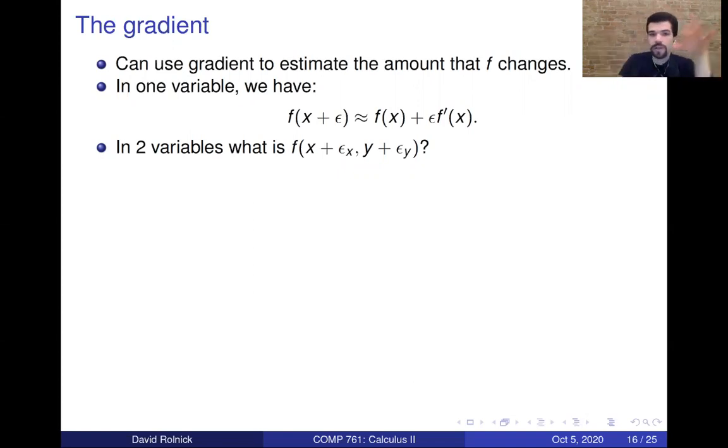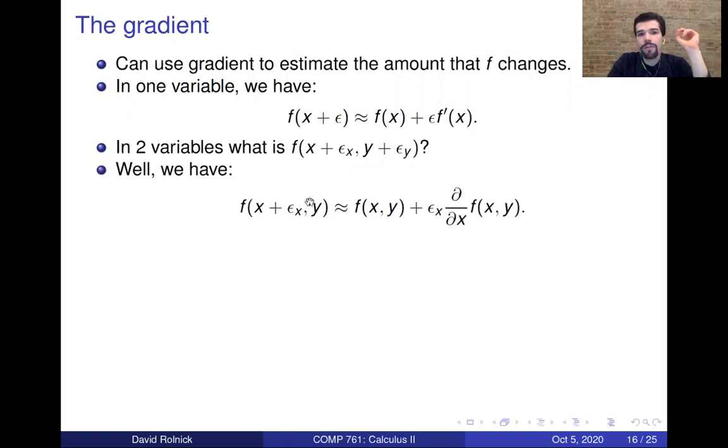We can see what the surface looks like in a moment. But that's a geometric way to think about it. Here's an algebraic way to think about it. For each individual variable, we can just use the thing with the derivative right up here. This is just a single variable. If we perturb one at a time, f of x plus epsilon x, y is approximately f of x, y plus epsilon x times the partial with respect to x of f of x, y. The reason this is true is because of this earlier equation, if we're treating y as a constant, right?